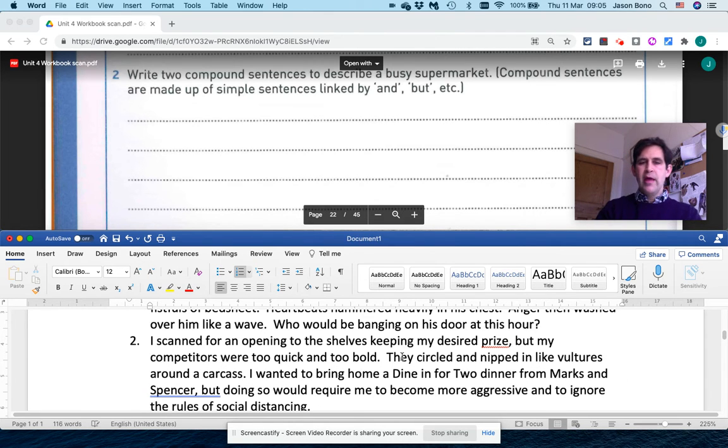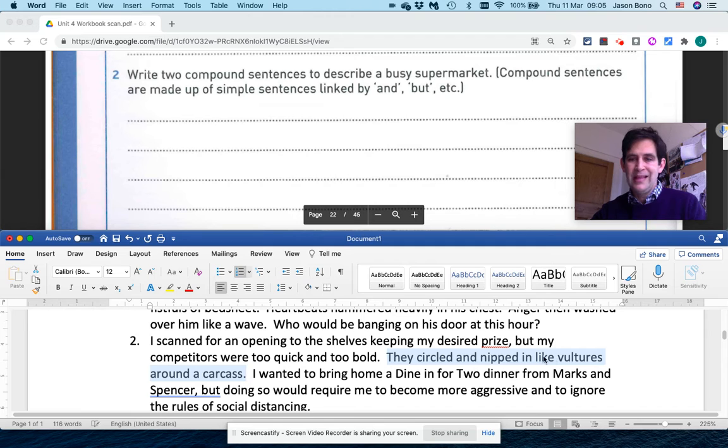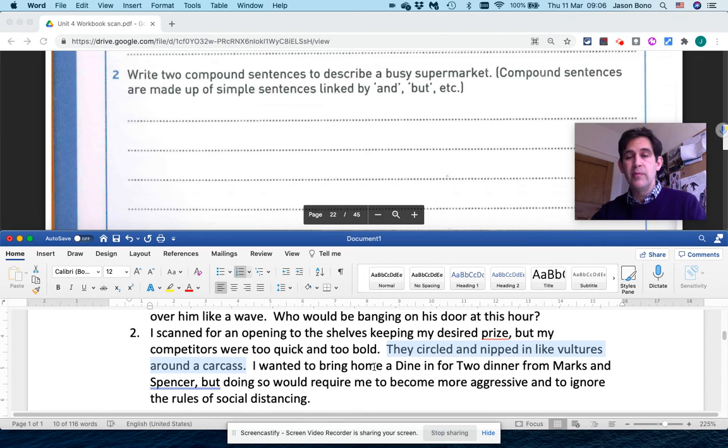Now that is a simile, clearly. These people were like vultures around a carcass. So I'm comparing the people to vultures. I'm comparing the food to a carcass. Not a lovely image, but that's consistent with the idea. It was an unpleasant experience. So that's what I'm trying to get across. Now, I have my two compound sentences, and then I've added one simple sentence in between just to emphasize.